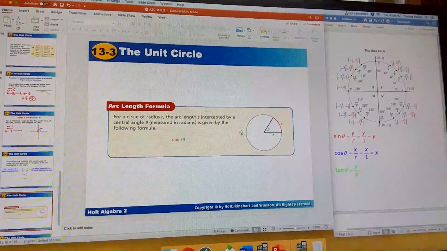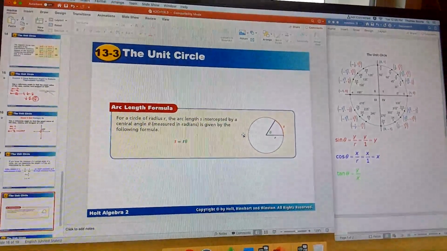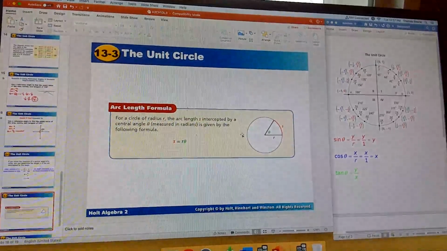Okay, well, that takes care of 13.3. Introduction, hopefully get comfortable using that unit circle. Have that slide out.